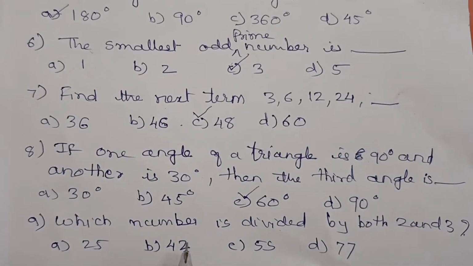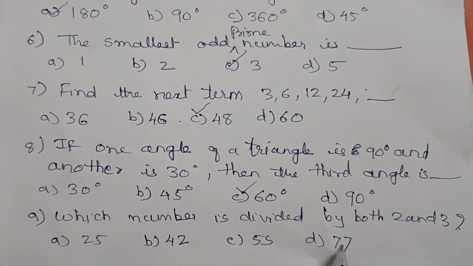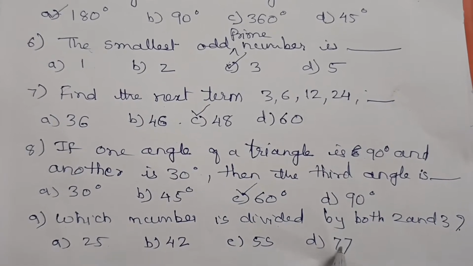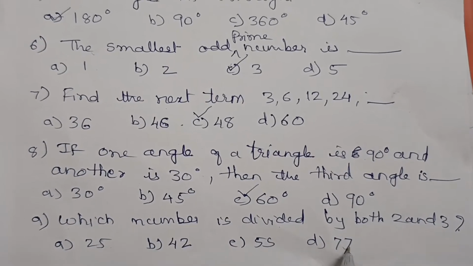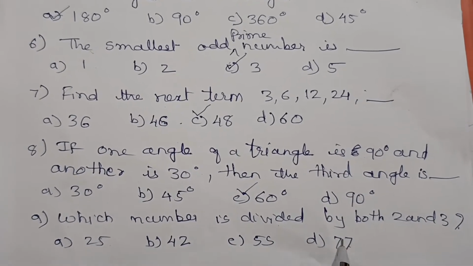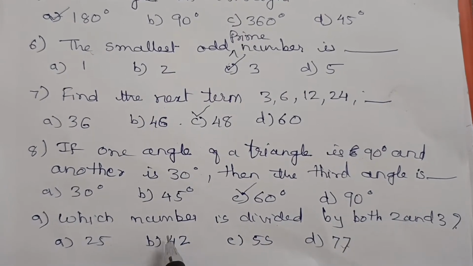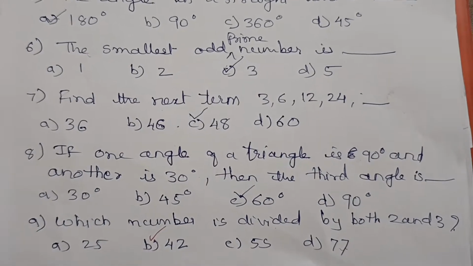Question number 9. Which number is divided by both 2 and 3? Here the numbers are given and which are divided by 2. 25, 55 and 77. Here the units place number are odd number. So they are not divisible by 2. And here 42. 42 is divisible by both 2 and 3. Therefore the correct option is option B 42.